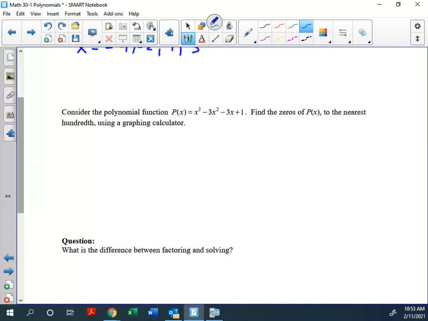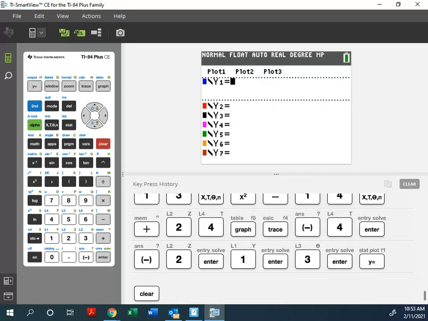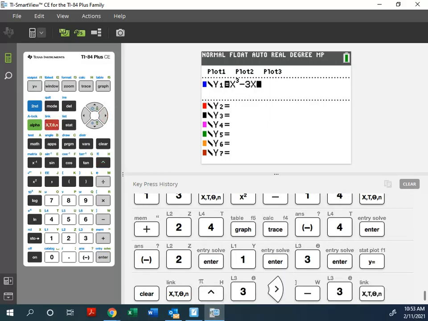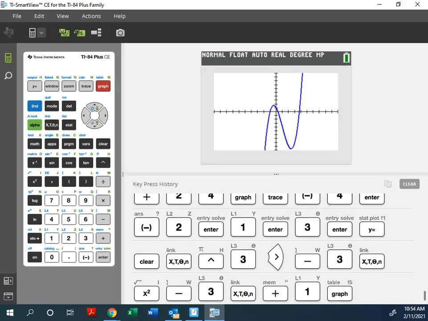Staying with the graphing calculator, find the zeros to the nearest hundredth. Okay. 1, negative 3, negative 3, 1. Let me put that one in. 1, negative 3, 3, and 1. So again, we're just making sure you can hit the buttons.